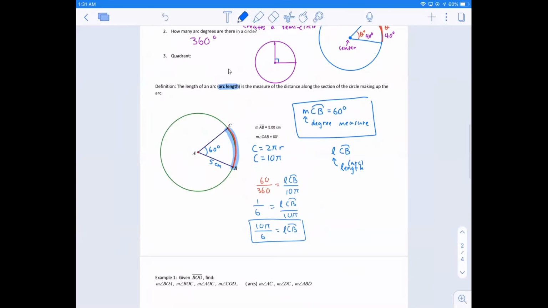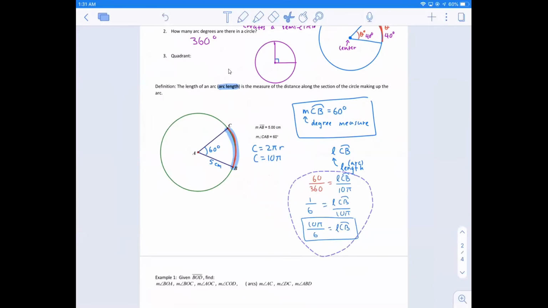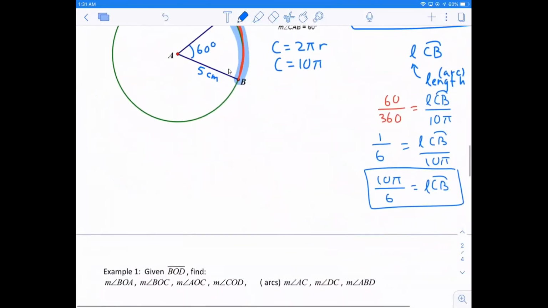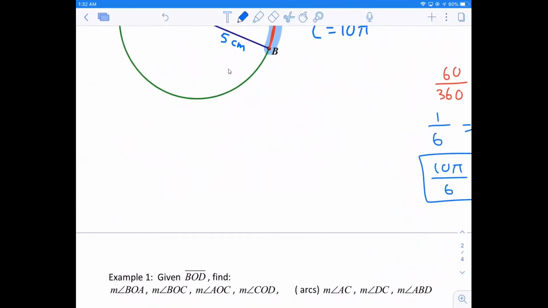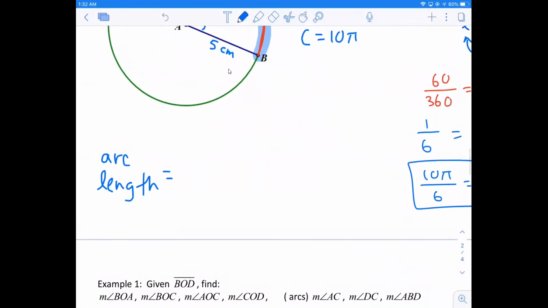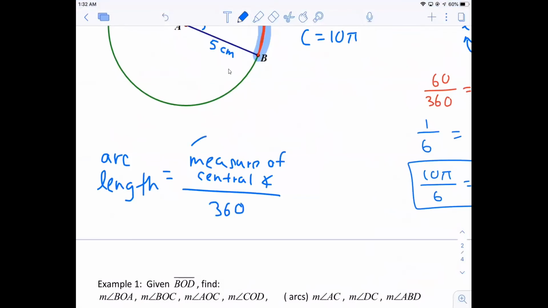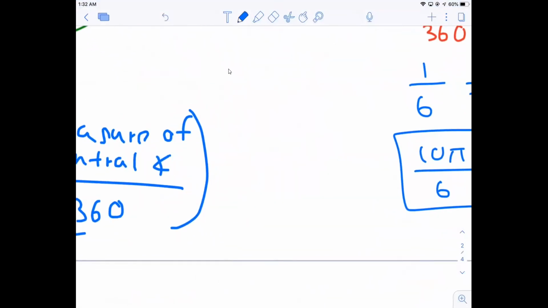So we want a formula for arc length. We can say the formula for arc length is: arc length is going to equal the measure of the central angle over 360 times the circumference.